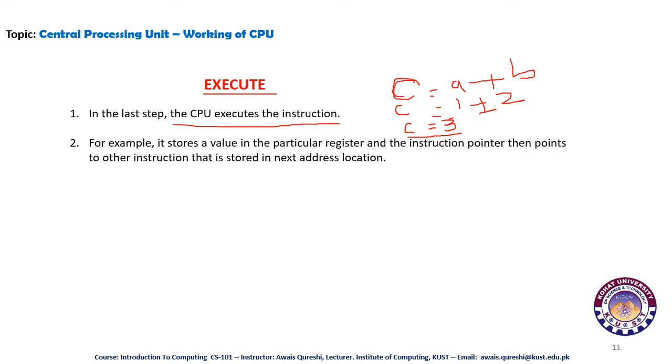For example, it stores a value in a particular register. We can say c is a particular register, and the instruction pointer points to other instructions that are stored in the next address location. So this is the default way in which the CPU works. It executes instructions iteratively in a sequence, and how does it get notified what the next instruction is? That next instruction is stored in the next address location within the register.